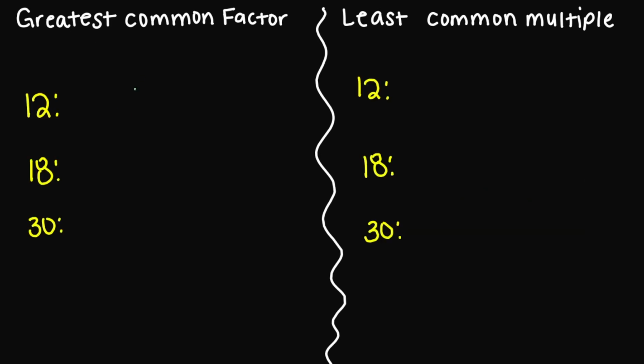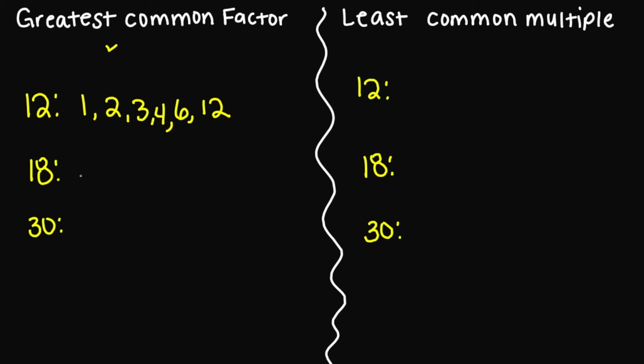So let's look at this example, 12, 18, and 30. Let's find the GCF for these numbers. What numbers when multiplied together are going to give me 12? We have 1 times 12, 2 times 6, and then 3 times 4.